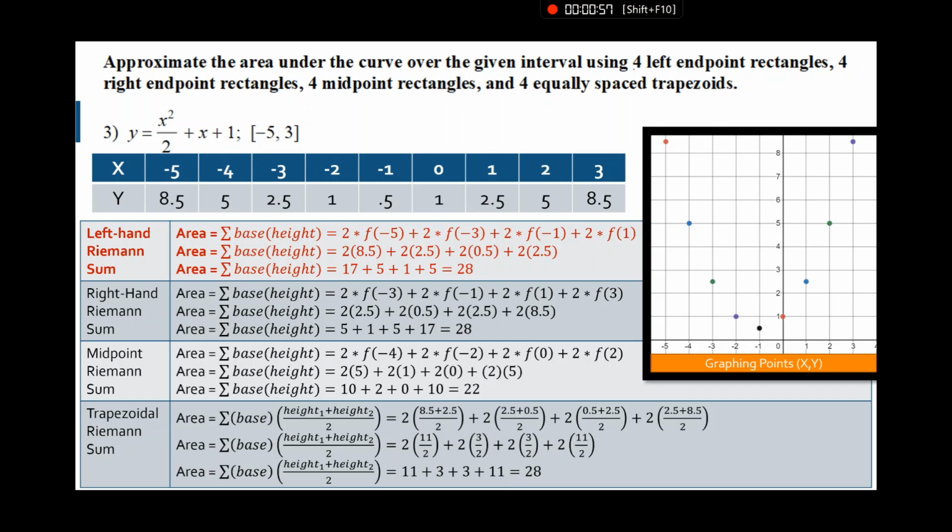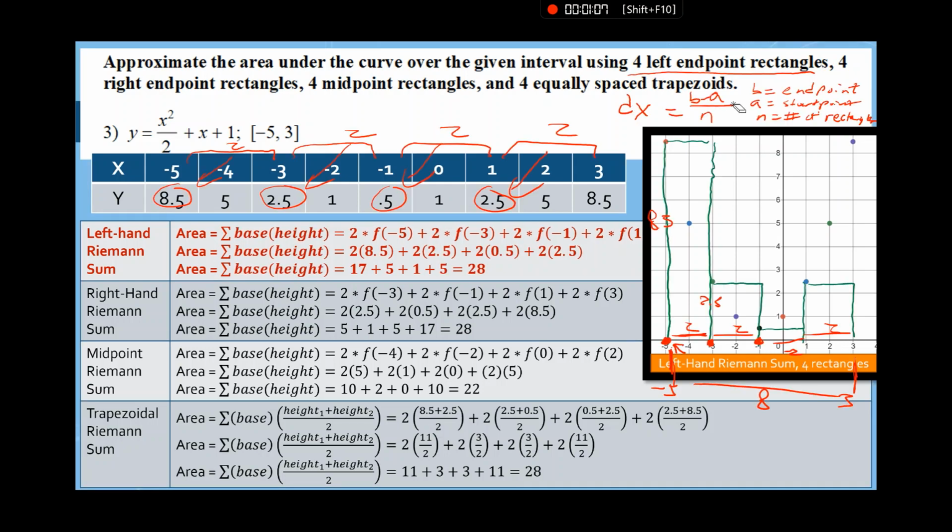So in this case, I'm going to start with four left-endpoint rectangles. So that means rectangles with heights from the left-hand side. So that would look something like this. Okay, so I've got one rectangle here in green, another rectangle, another rectangle, another rectangle for four rectangles total. One, two, three, four. And there were 8 units that we needed to cover, 8 x values.